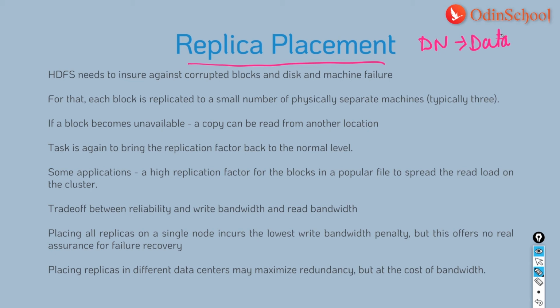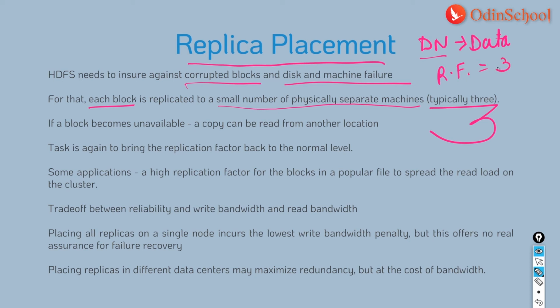If the actual data is lost, or a particular data node where the actual data is stored is gone, the chances of that failing are much higher, because data nodes have even less configuration than your master nodes. So HDFS needs to ensure protection against corrupted blocks and even disk and machine failure for the data nodes. For that, each block is replicated to a small number of physically separate machines, and typically by default it would be 3. That means the replication factor is 3 by default.